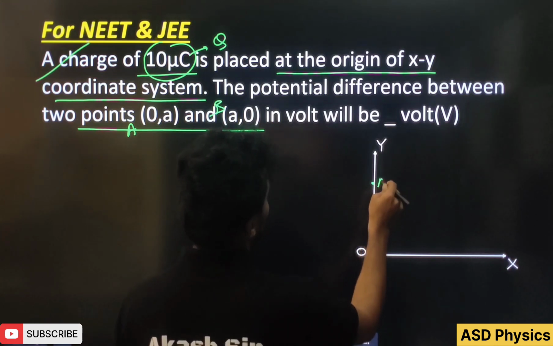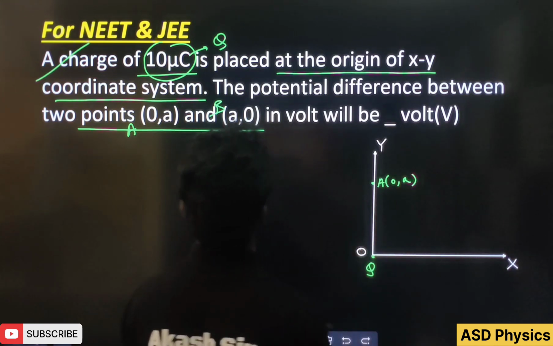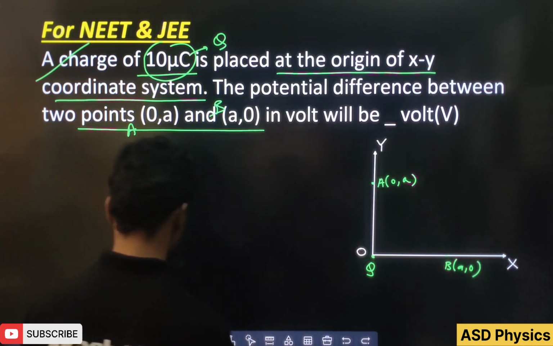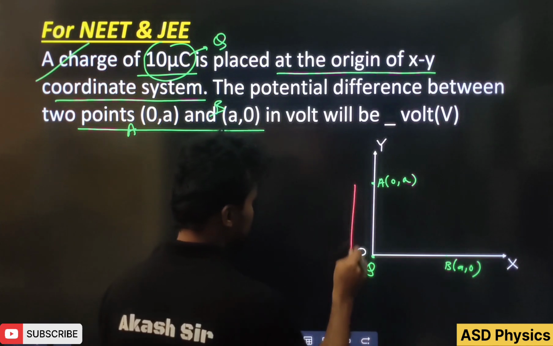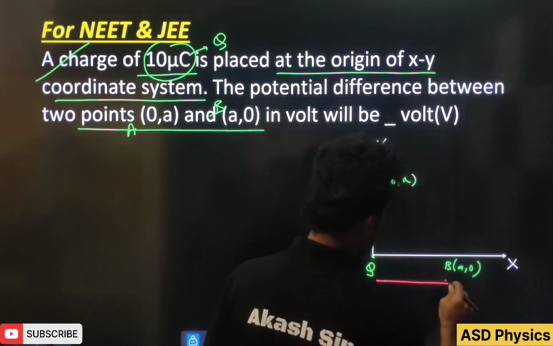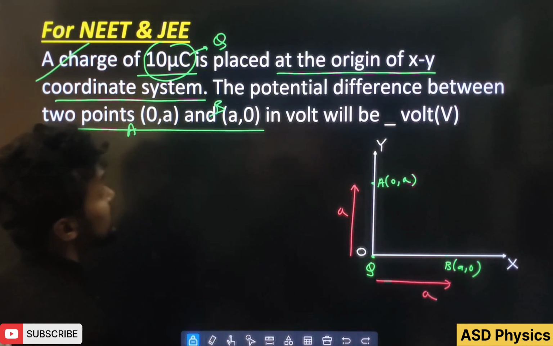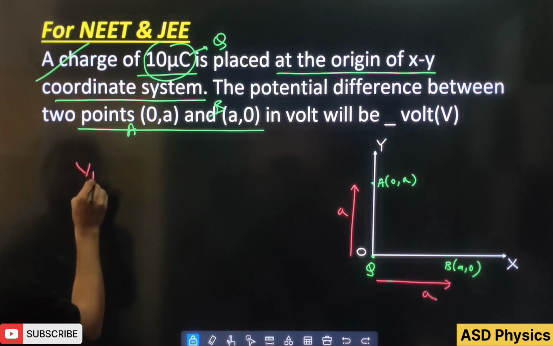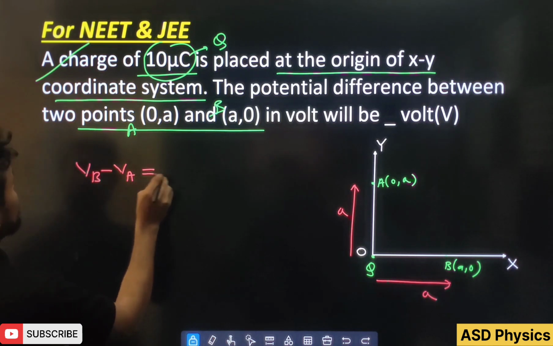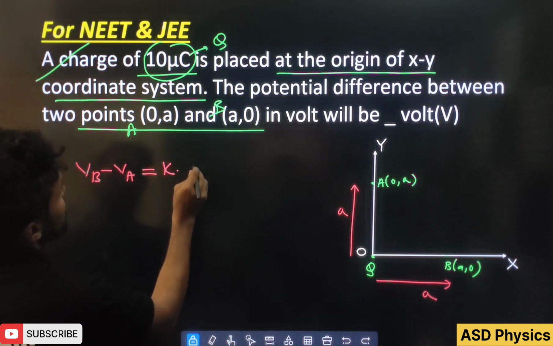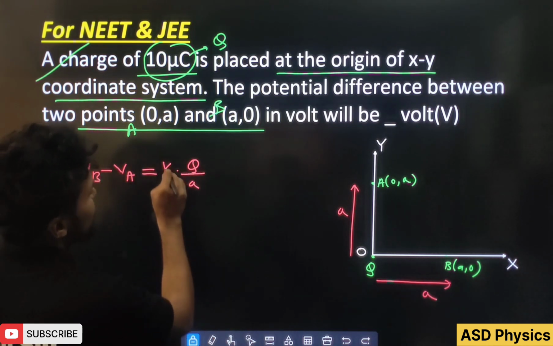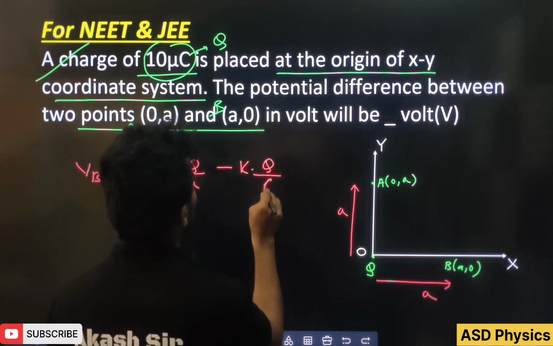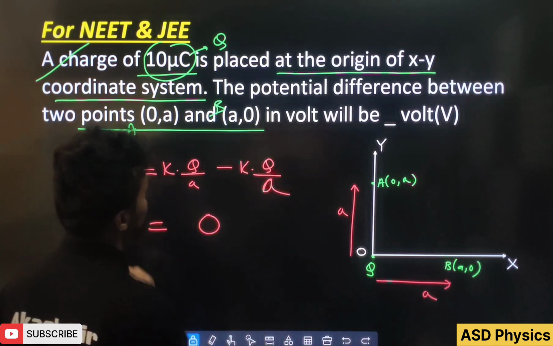That means here, this is point A at (0, A). Where is point B? B is at (A, 0). Students, if you see very well, this distance is A, and this distance is also A. In the question they are asking the potential difference between the 2 points A and B. So VB minus VA. VB here is K into Q by A, where K is 1 by 4 pi epsilon naught, minus K into Q by A. That means here it comes to 0.